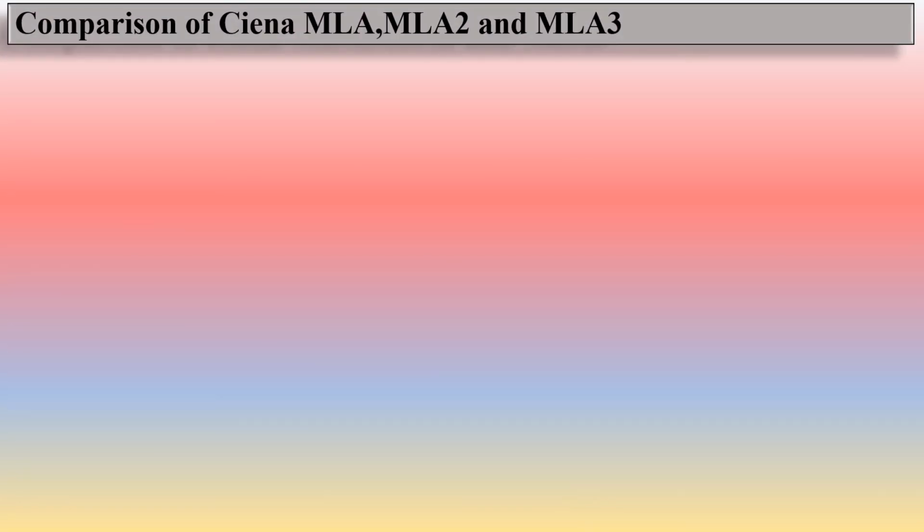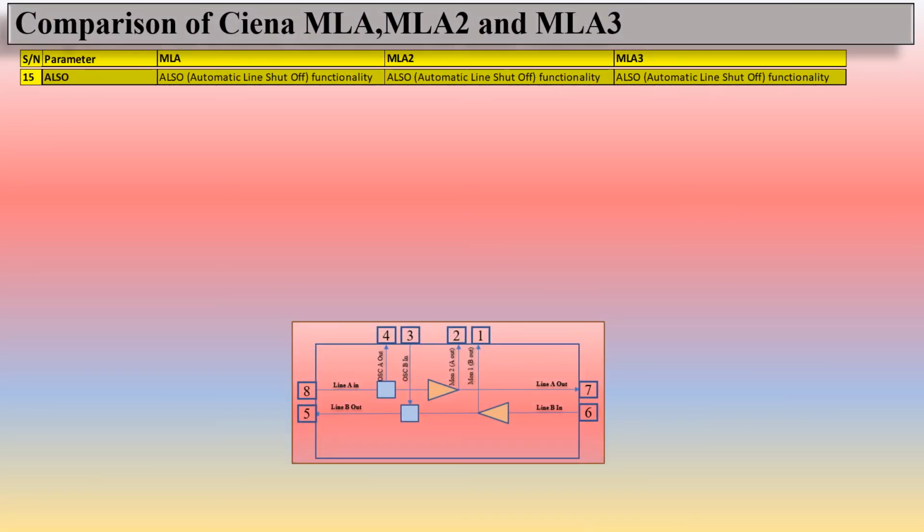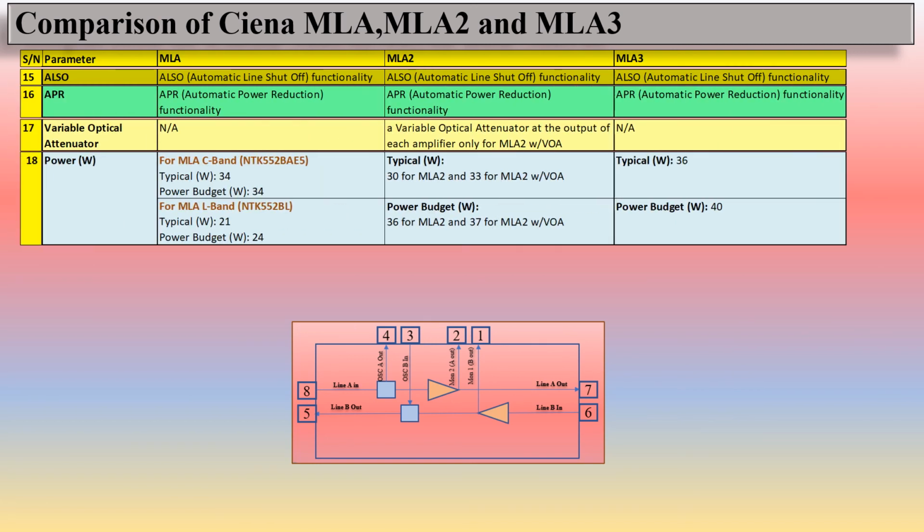So again, moving on to some other parameters. There are some features, such as automatic laser shutdown functionality. This functionality is available in all three amplifiers, MLA, MLA2 and MLA3. The APR, automatic power reduction functionality, is also available in all three: MLA, MLA2 and MLA3. And there is a variable optical attenuator. The variable optical attenuator is not present in MLA and MLA3. This functionality is only available in MLA2.